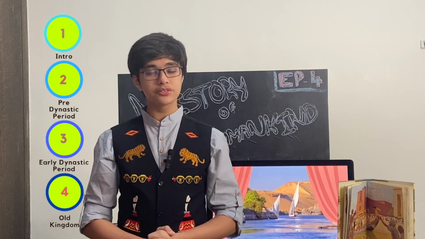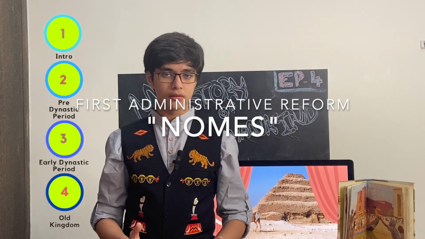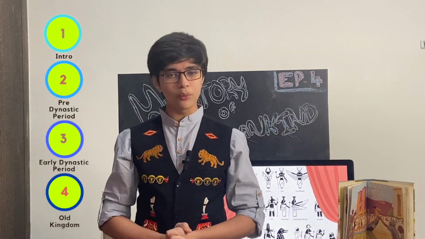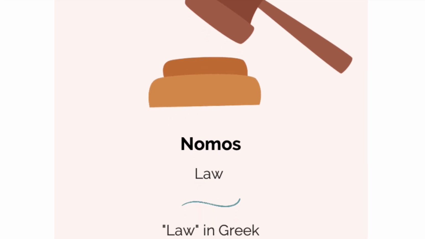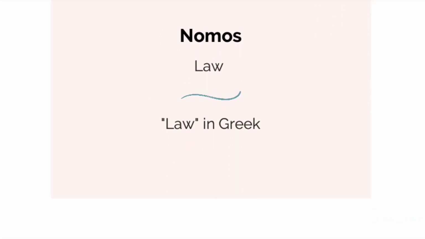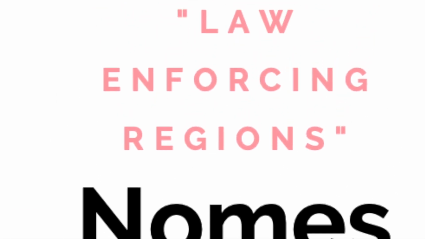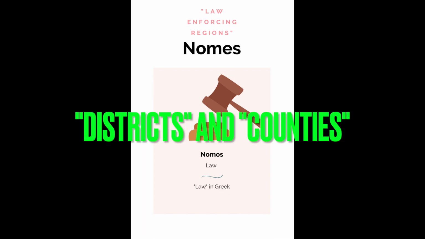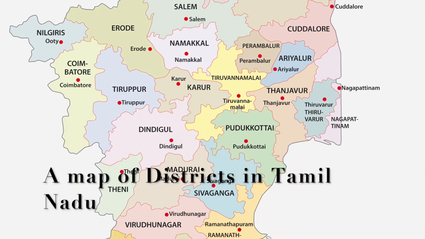The first administrative reform introduced by the third dynasty was of nomes. Nomes were kind of like administrative city-states. Let's understand more about them by looking at the word's origin. The word nome or nomes is derived from the Greek word nomos, which means law. And hence the word nomes roughly means law enforcing regions. So they were somewhat like modern day districts and counties. Each nome was given a council and a vizier.